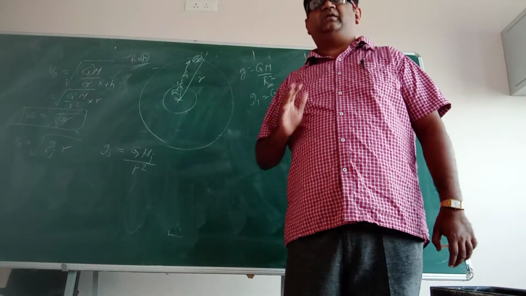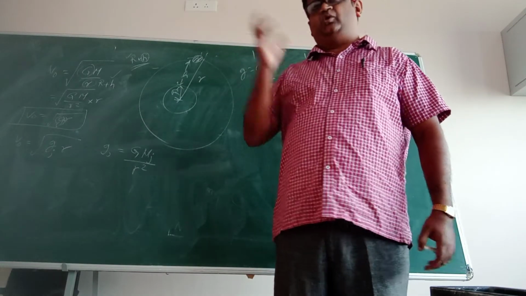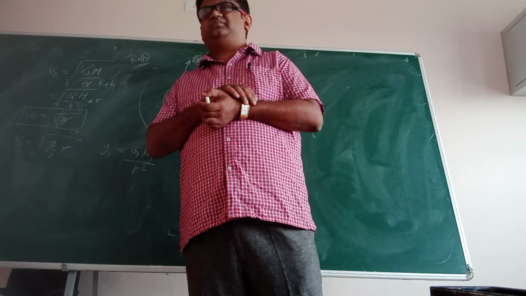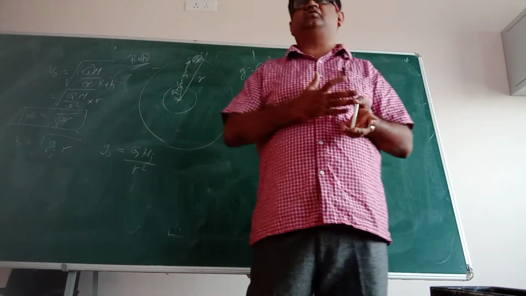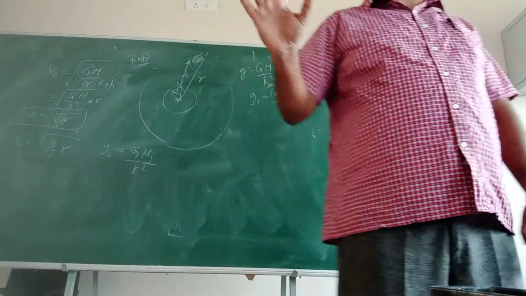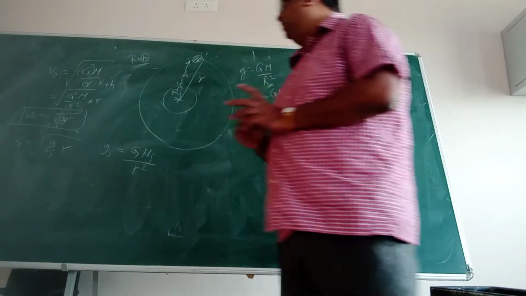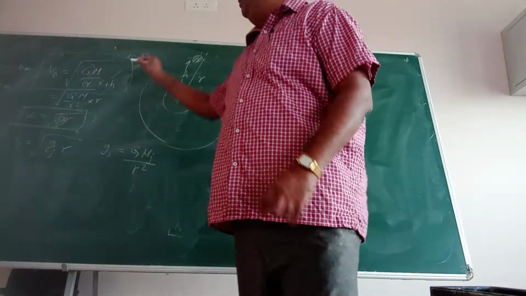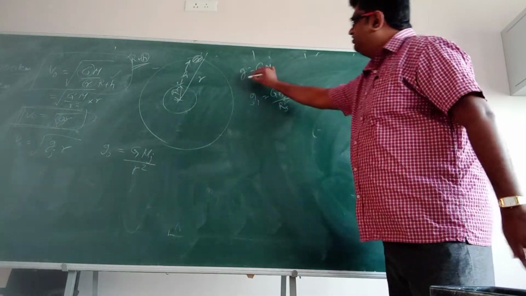Suppose h value is given as a very large value, h is given as 1000 km. 1000 km is comparable with 6400 km, isn't it? But if I give you h as 10 kilometers, 10 km is not comparable with 6400 kilometers. In that case, you can use this formula root over gr. Clear? Am I very clear? So understand. Suppose h value is given as 1000 kilometers, orbital speed will use this equation. If h is given a very small value, 20 kilometers, you can use this equation. Clear now?